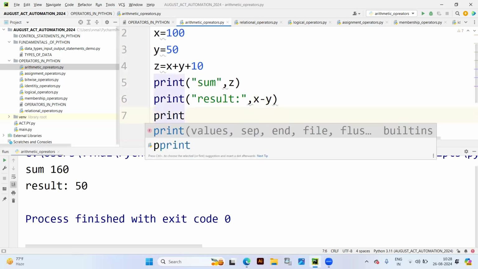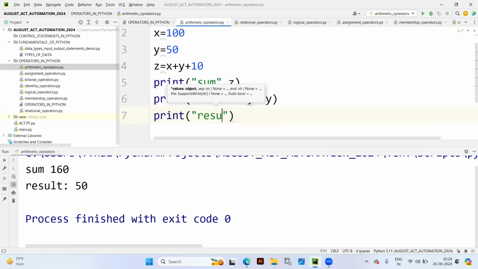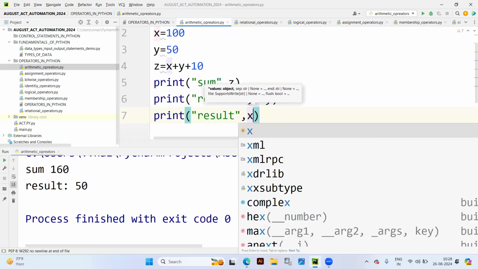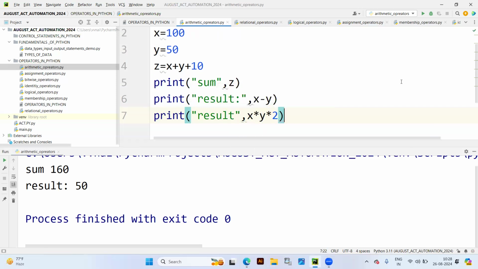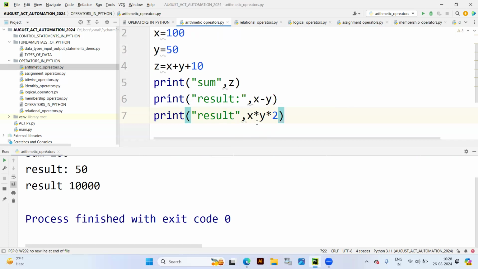Now next, print the result of x into y into 2 also. Now what's the result you are going to get? x is 100, x into 50 is, obviously, then it is going to be multiplied with 2. This operator is the programmatic multiplication operator. According to mathematics, what operator are we going to use? This operator. This operator will be called in programming what?